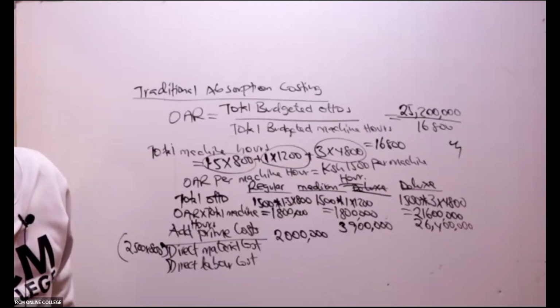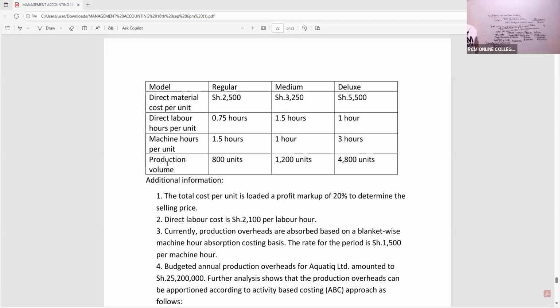Then we have, in this case here, direct labor. So direct labor, they have given me direct labor hours per unit. Not a problem. So I will take this direct labor hours per unit times number of units. So we have here 0.75 times 800.